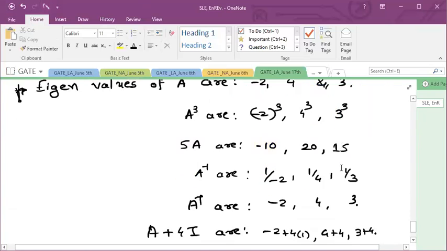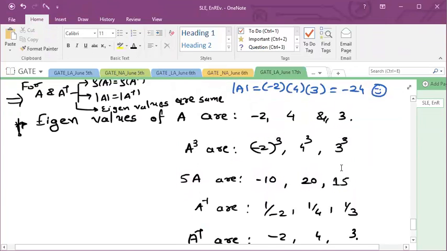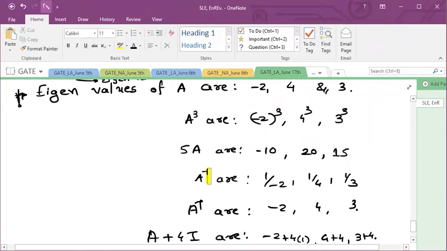Okay, just multiply that constant with all eigenvalues. Now, if you want to find eigenvalues of A inverse, just take the reciprocal, right? That means the reciprocal of minus 2 will be 1 upon minus 2. Reciprocal of 4 will be 1 upon 4. And reciprocal of 3 will be 1 upon 3. Is it clear? Okay. Then A transpose.